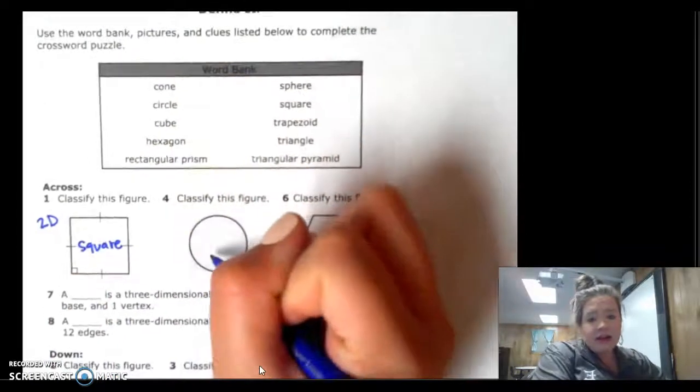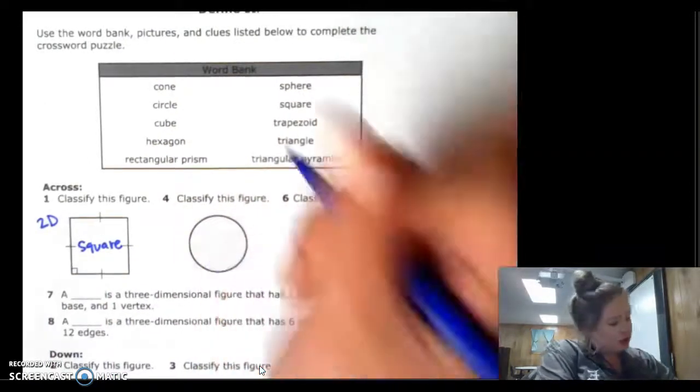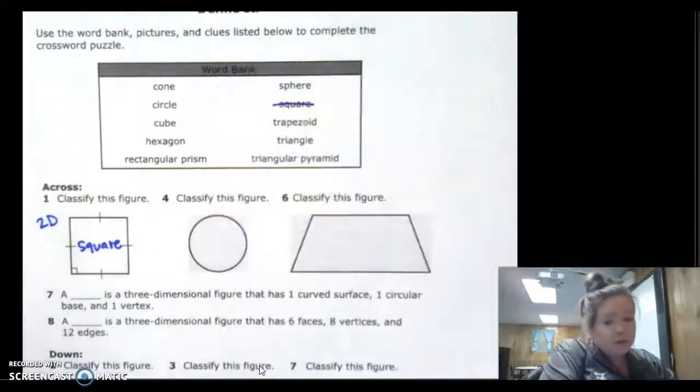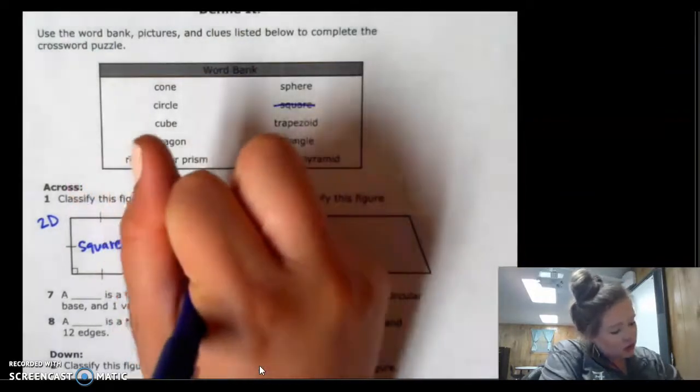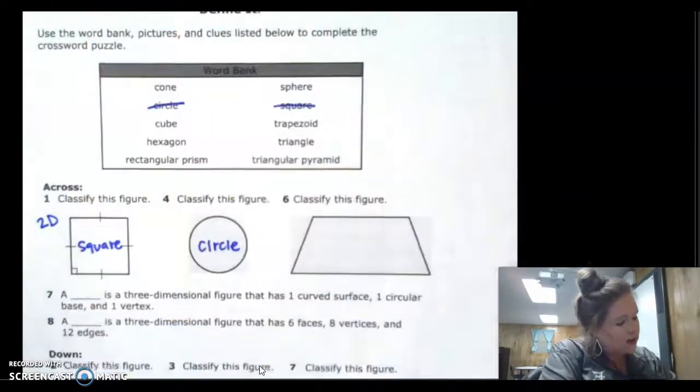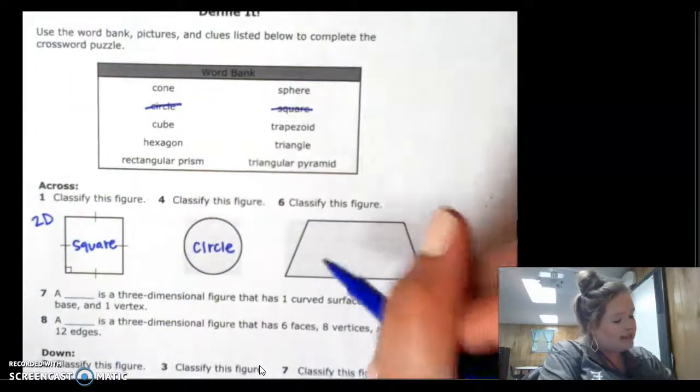Let's look at this one. Classify this figure. What is this figure? Good, this is a circle. I knew you guys would remember this. What is this figure?